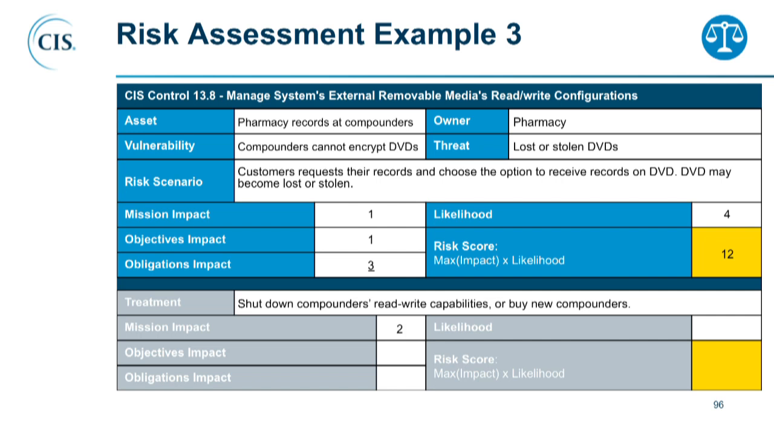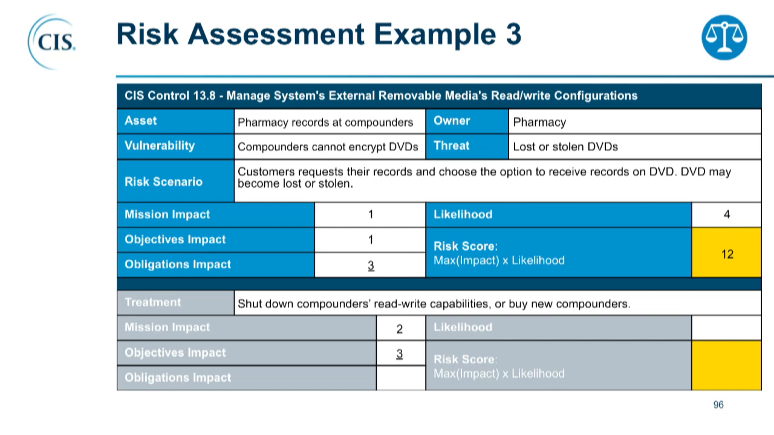The mission impact would be a 2. Why? Because we're supposed to be able to provide goods and services at a good price. If I'm starting to replace all my compounders, my prices are going to go up. So that's going to hurt my ability to provide quality goods at the most reasonable prices. How about my objectives? My objectives are going to be hurt significantly here because I'm spending $1 million per store on a new compounder just so I can encrypt DVDs.